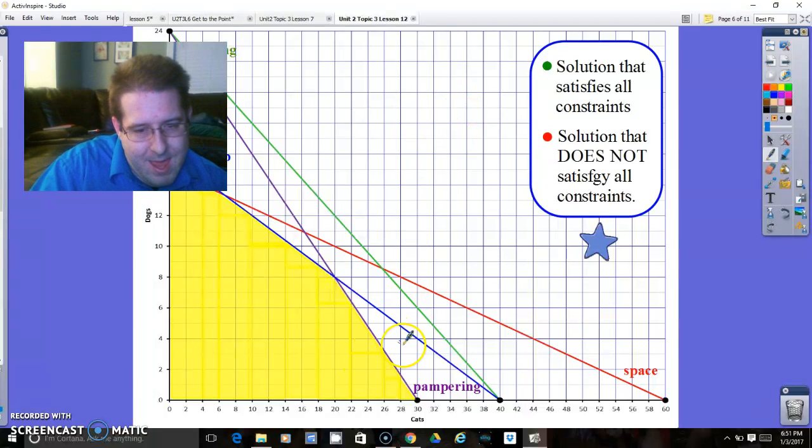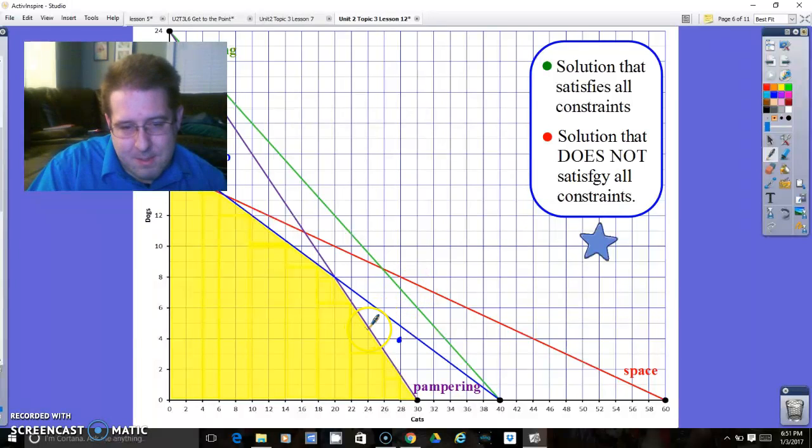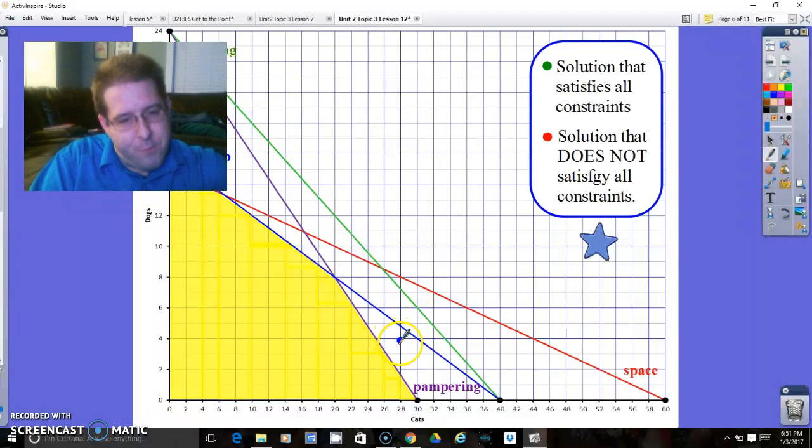Like this space right here, if I put a dot right here, which looks like 28 cats, 4 dogs, that dot right there meets the startup cost constraint, it meets the feeding constraint, it meets the space constraint, but what it doesn't meet is the pampering constraint. Because you can clearly see the purple line is below that dot. So therefore, that's not enough time. They don't have enough time to pamper the dogs at that position.